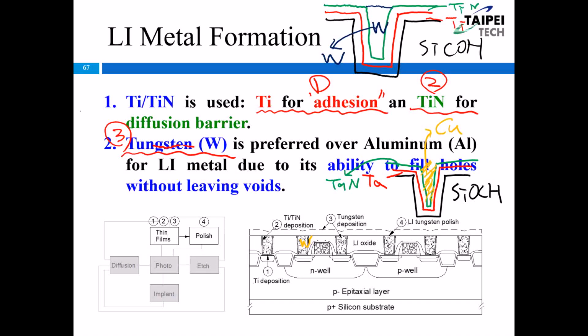And also, the second paragraph here shows you tungsten is preferred over aluminum and over copper due to its ability to fill holes, its ability to fill the small contact hole here without leaving void, okay? So we can fill the tungsten into a very small space, like into a very small contact hole here. So that's the reason we will use the tungsten here, okay?